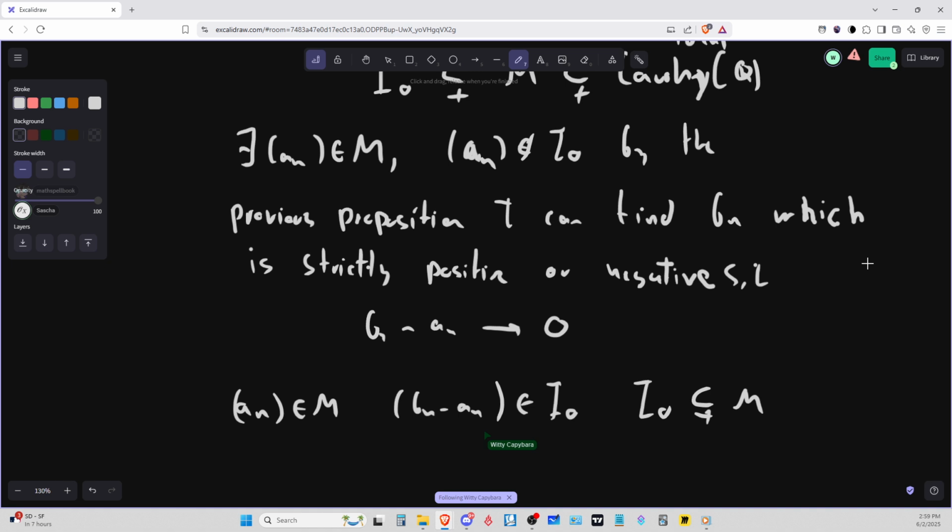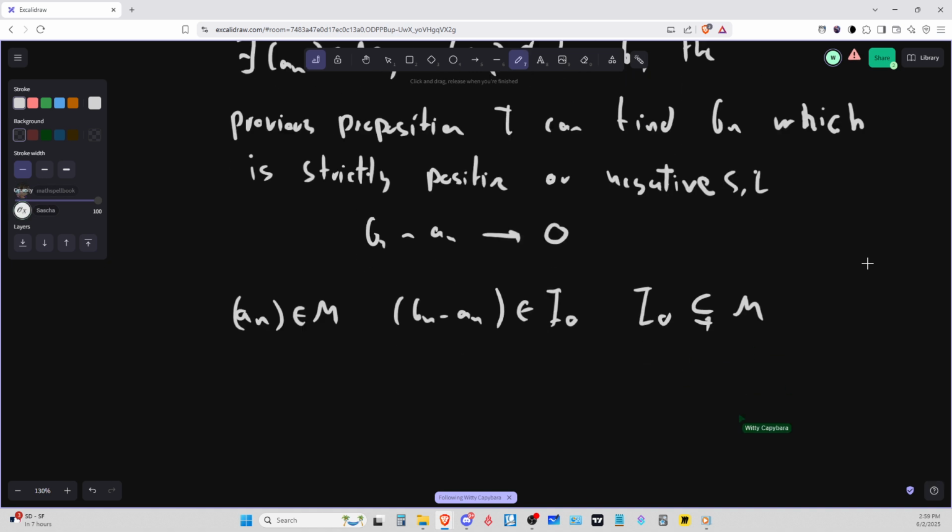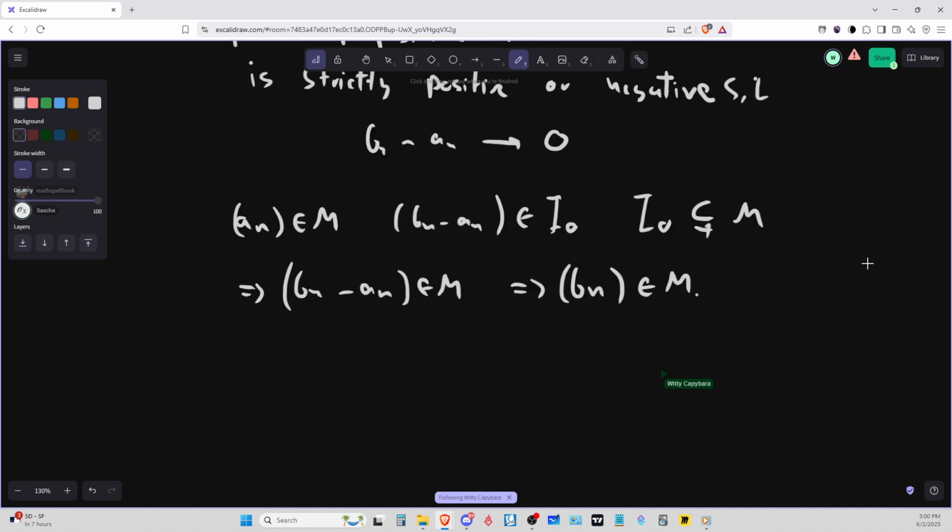Okay, we have this. Therefore, bn minus an also has to be inside of M, because this sequence is also an element of M. But M is an ideal, therefore I can add them. So if I add those two sequences together, I end up having that the sequence bn is inside of M.